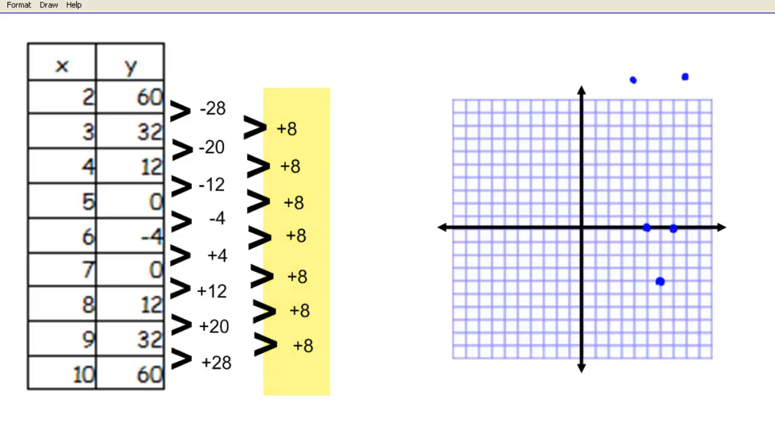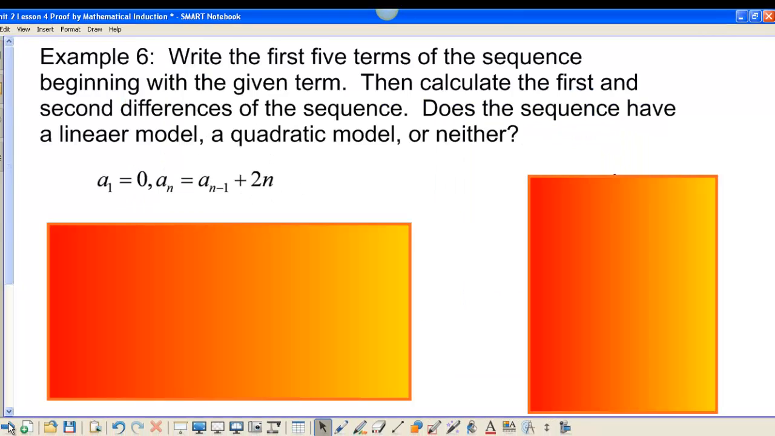And again, I didn't graph all of the points. I graphed the points that would look nice between 10, 10, 10, and 10. So I graphed the points (4, 12), (5, 0), (6, -4), (7, 0), and (8, 12). And you can see by the points that we get a parabola.